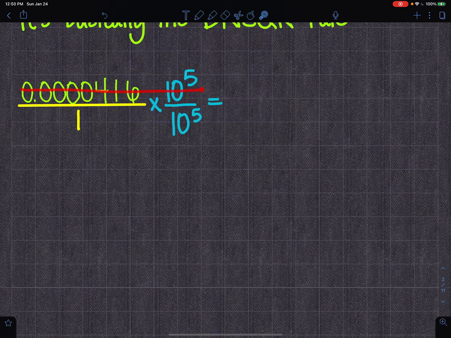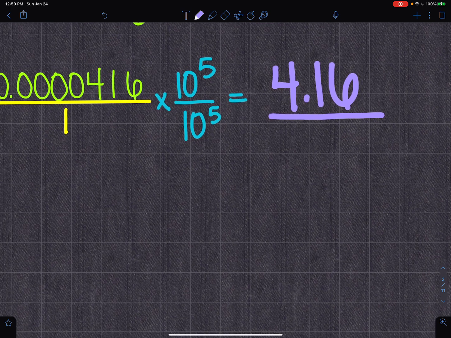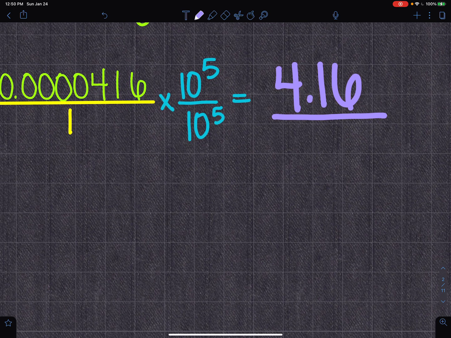This big number times 10 to the 5th, and it's just going to be 4.16 now. And on the bottom, it's going to be just 1 times 10 to the 5th. So that means it's just 10 to the 5th.